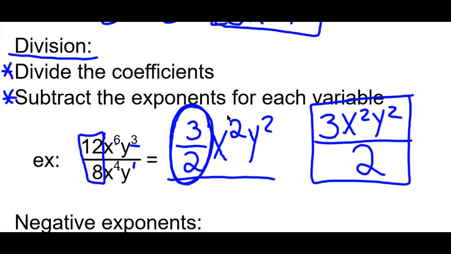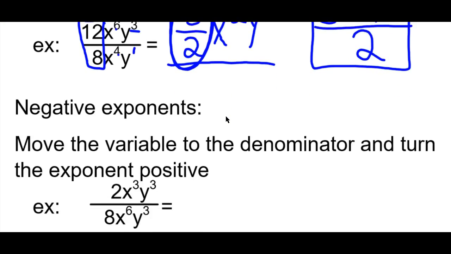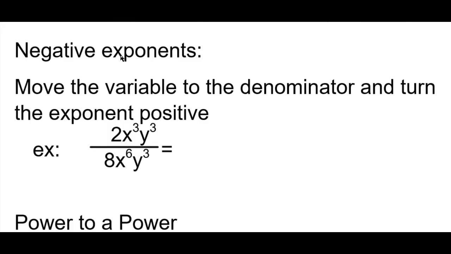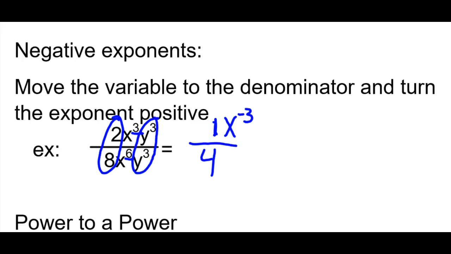Next, we have negative exponents. A lot of times when you're dividing, because there's subtraction going on, you can get negative numbers. So, the way we handle that, most of the division problem is still the same. Divide the coefficients. 2/8 is 1/4. X to the 3rd over x to the 6th, subtract 3 minus 6, and you get x to the -3rd power. Y to the 3rd over y to the 3rd gives you y to the 0, which is nothing, so that can just go away.